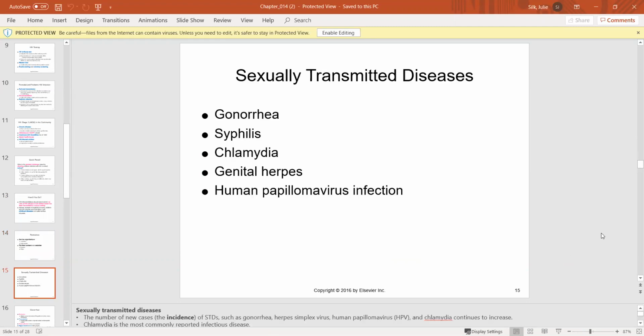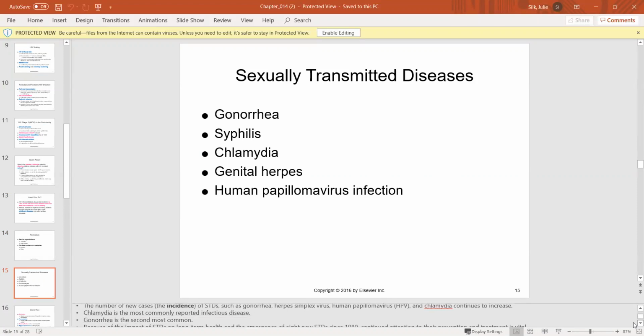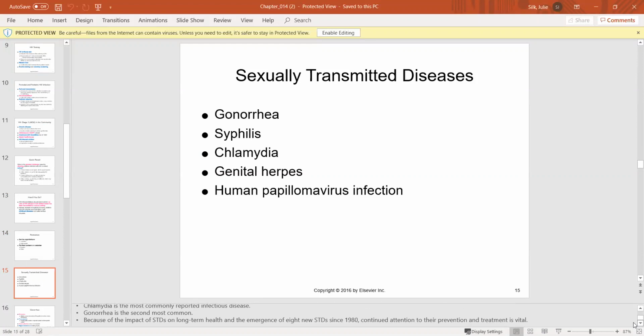Okay, so then this starts getting into sexually transmitted diseases. There's a few that we're going to go through here: gonorrhea, syphilis, chlamydia, genital herpes, and human papillomavirus infection. The number of new cases of STDs continues to increase. Chlamydia is the most commonly reported infectious disease. Gonorrhea is the second most common. Because of the impact of STDs on long-term health and the emergence of 8 new STDs since 1980, continued attention to their prevention and treatment is vital. Oh, that's kind of sad.